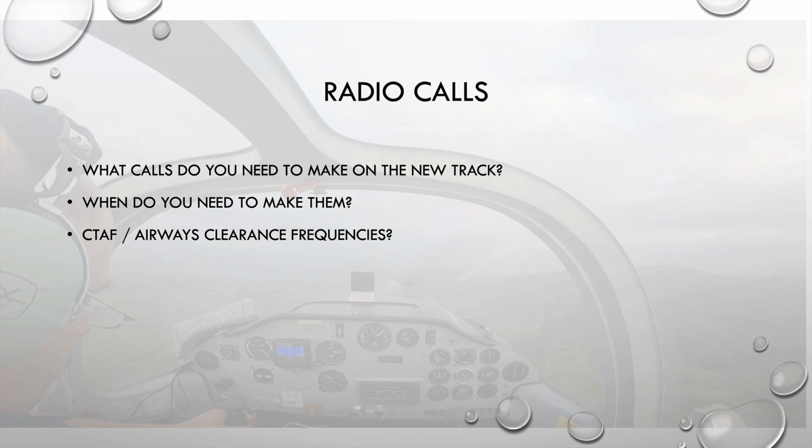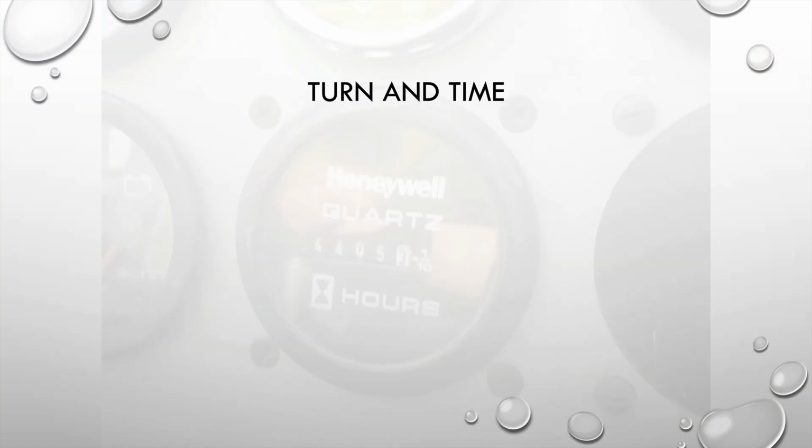Am I going to need an airways clearance? If I can legitimately get one, then go nuts and get one. Where do I need to get it? What frequency? Might be time to pull out the URSA or the EFB and look up the frequencies for Gold Coast Tower or for Gold Coast Approach to make sure you've got the right frequencies.